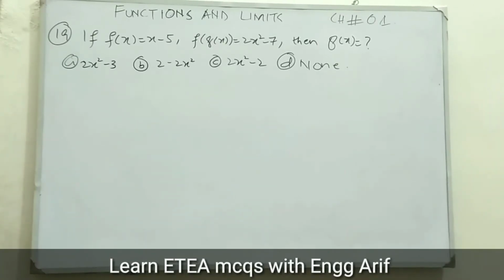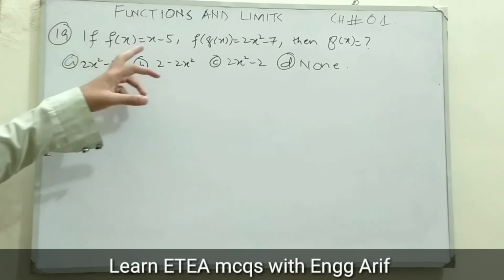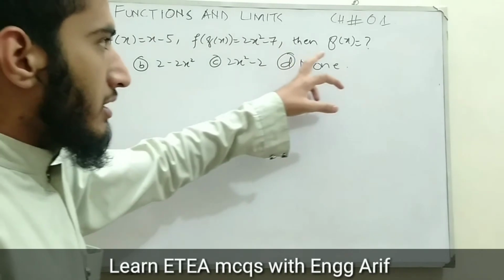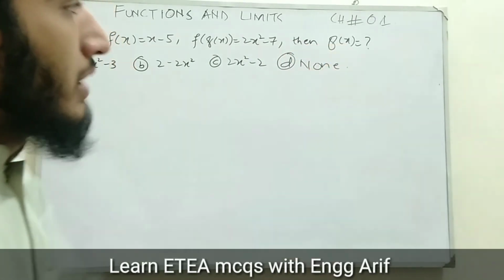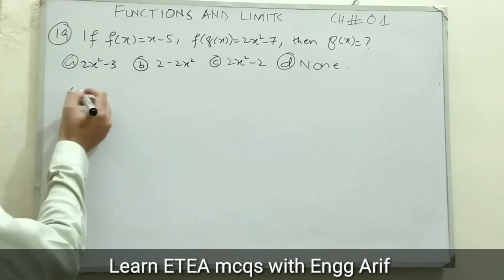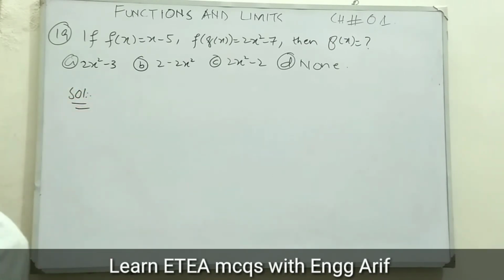Now move to MCQ number 19. It tells that if f of x is equal to x minus 5 and f of g of x is equal to 2x square minus 7, then what will be the value of g of x function? We have 4 options given. So let's move toward a solution of this question, MCQ number 19.